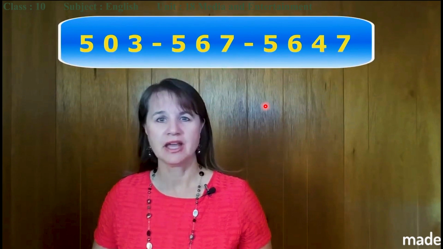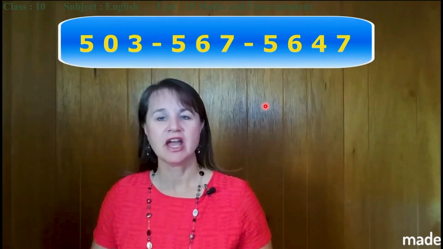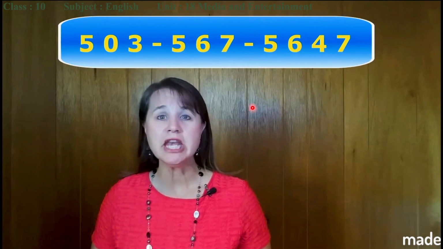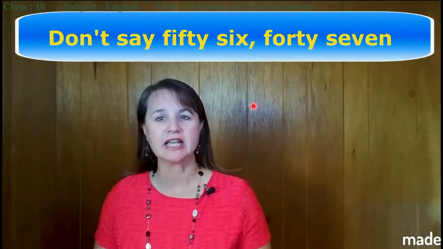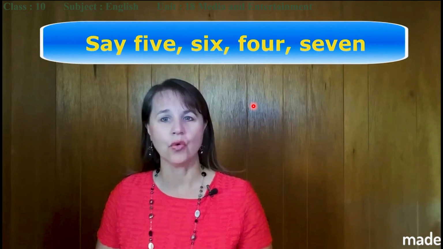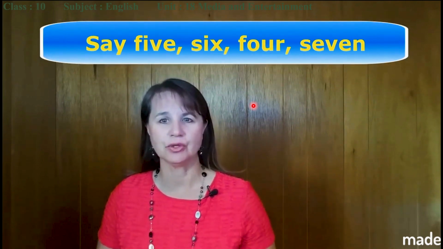We usually say each number separately, like this: 503, 567, 5647. You will usually not hear 5647. You will hear 5647, each digit pronounced individually.